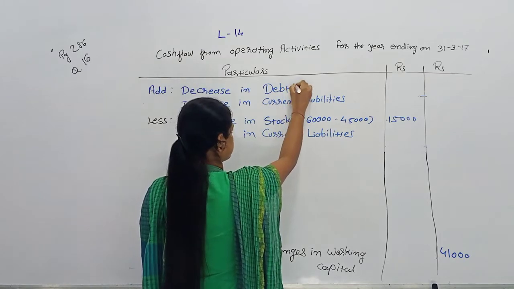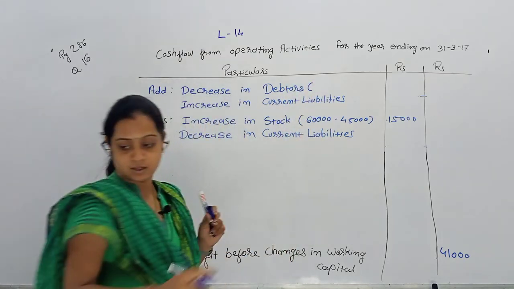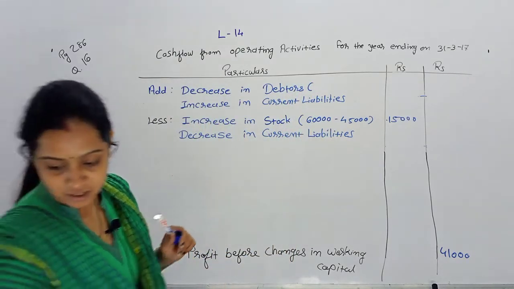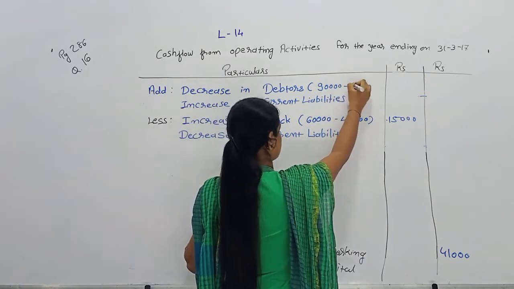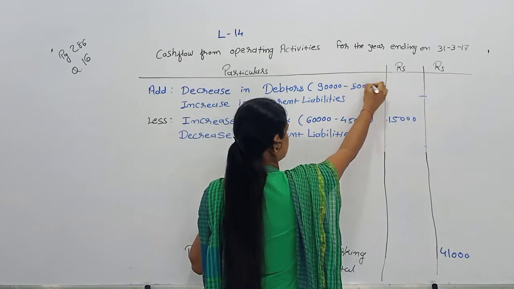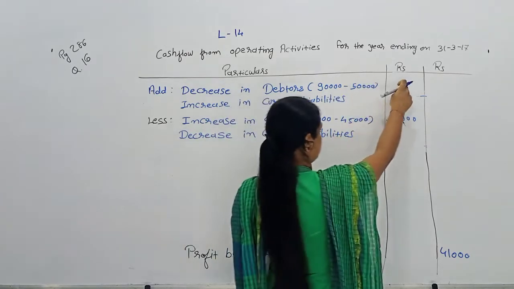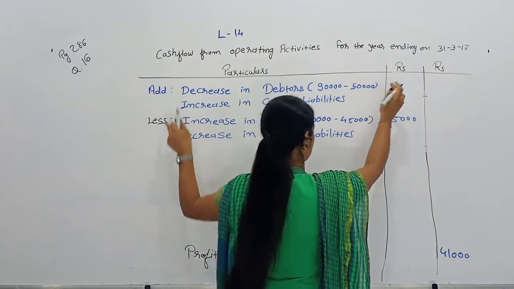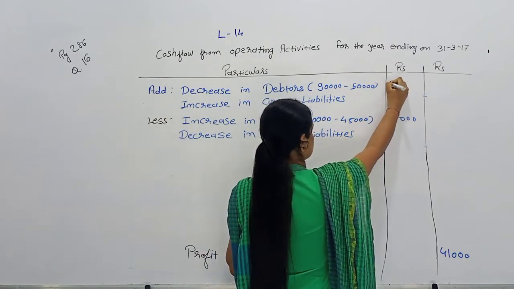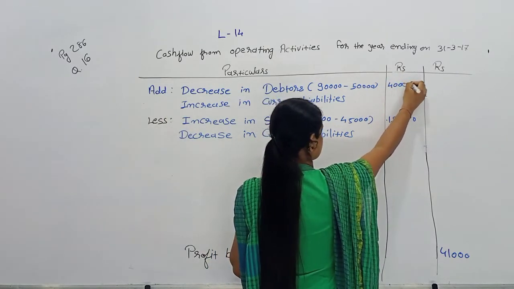Debtors. Amount: 90,000 minus 50,000. The biggest amount you have to write in the beginning. You cannot write the amount in negative here because you are already adding or deducting it. 40,000.